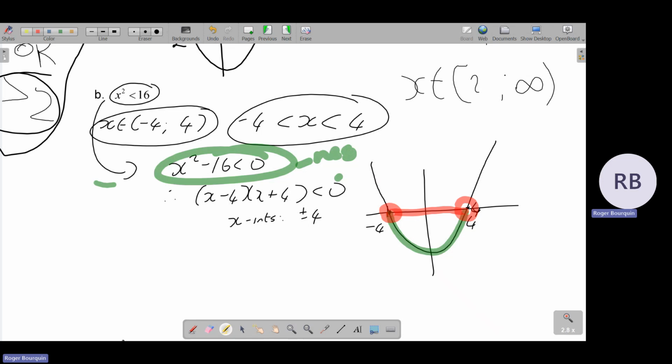So now you have to answer the question. When the question was solved for x, so when is x squared minus 16 less than 0? Which means either you can answer as an inequality or you can answer in interval notation. Pick a language. You don't have to write both, you've got full marks now.